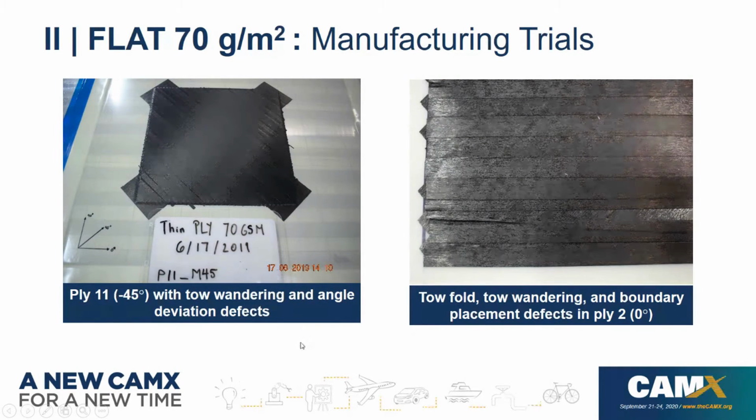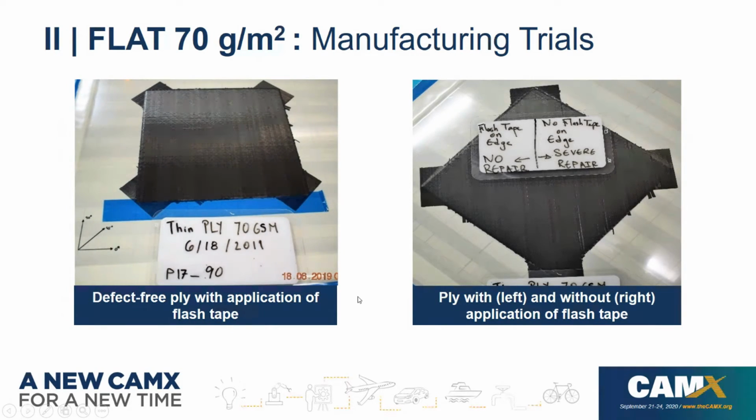This is an example of a ply at -45 with the 70 GSM, and you can see some of the tow wandering and the angle deviation effects. And this is another up-close zoom on a tow fold, on tow wandering, and on boundary issues. And this is a placement in ply 2 that was at 0 degrees. So we kept repeating those trials until we reached a defect-free application. This was ply 17, part of the exploration.